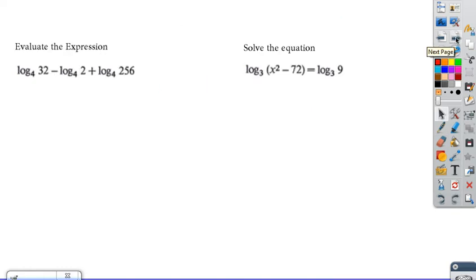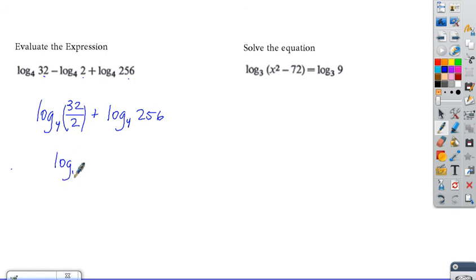Let's see how we act this out when we're evaluating or solving an expression. Why do we need to know it? Why does it help us? What's it help us do? All right, I have all integers here, so this works out kind of nice. I can start combining things. So I'm going to end up with log base 4 of 32 divided by 2 plus log base 4 of 256. Well, that's nice because I know what 32 divided by 2 is. You see the advantage here, it's 16. So now I have log base 4 of 16 plus log base 4 of 256.